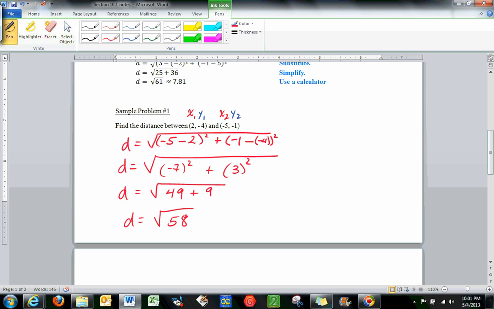Now, we could either leave that in exact terms, or I could simply put that into my calculator and round it off to 7.62. Okay, so that's a basic example of the distance formula. Quick review from Algebra 1, and the distance formula will have some relevant meaning when we get into our conic sections unit.